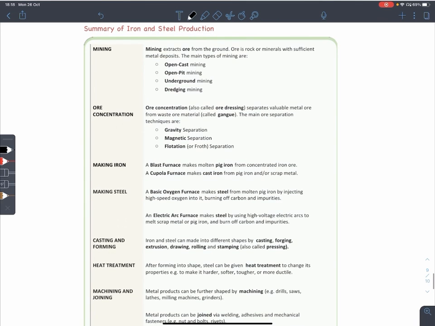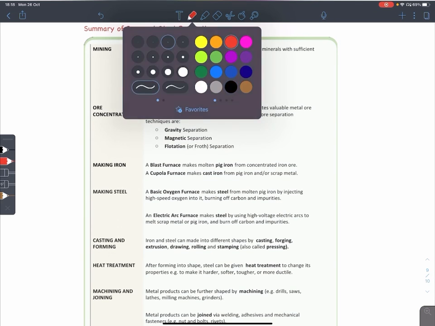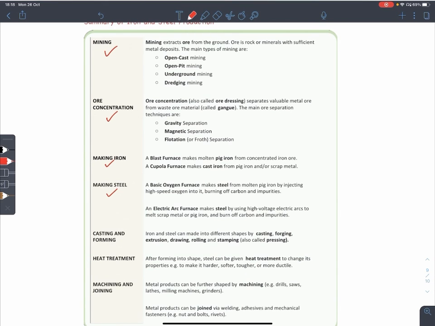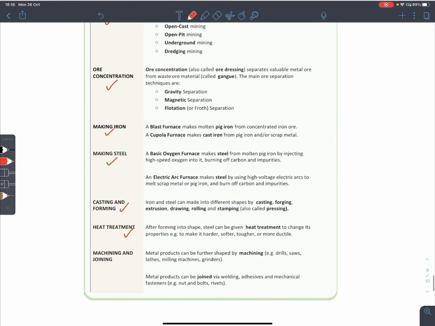It runs through everything. So we have the mining, which we have talked about. We have ore concentration, making iron using the blast and cupola furnace, making steel using the basic oxygen furnace, the electric arc furnace. We went through casting and forming. We just went through heat treatment. Now, machining and joining. Sorry, metal products can be further shaped by machining.